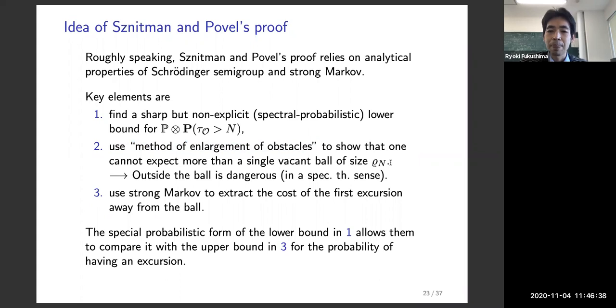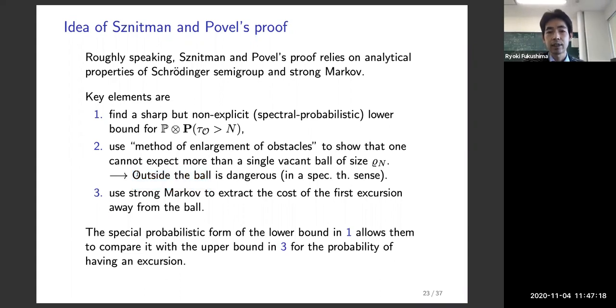What does it mean? From the Donsker-Varadhan result, we know that there is an almost vacant ball of size rho n. And in order to create that ball, we have already paid a plenty of amount to the obstacles law. We paid some cost. And because it is the optimal shape, there is no point in paying anything extra, roughly speaking. And this is made precise by Sznitman by using the method of enlargement of obstacles, in the sense that outside the ball, we cannot expect anything better.